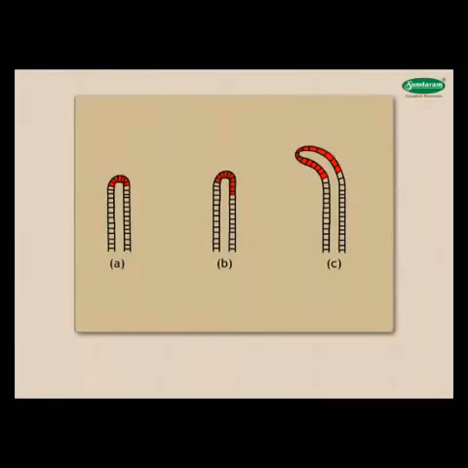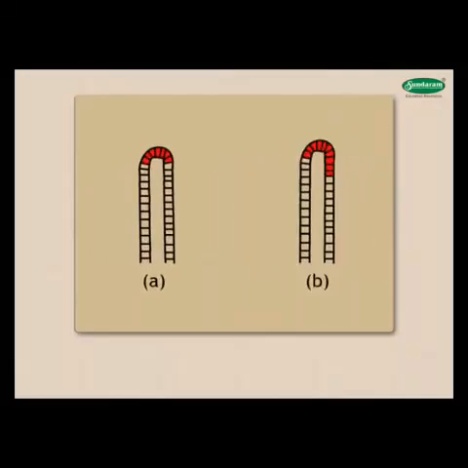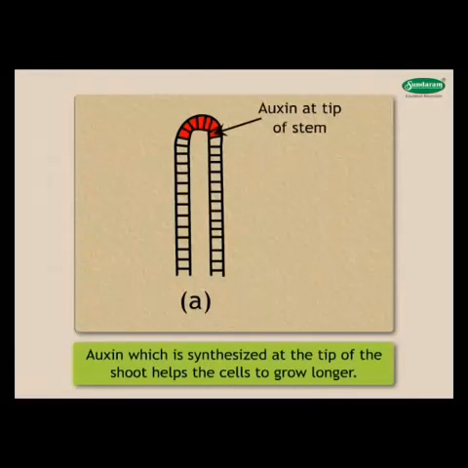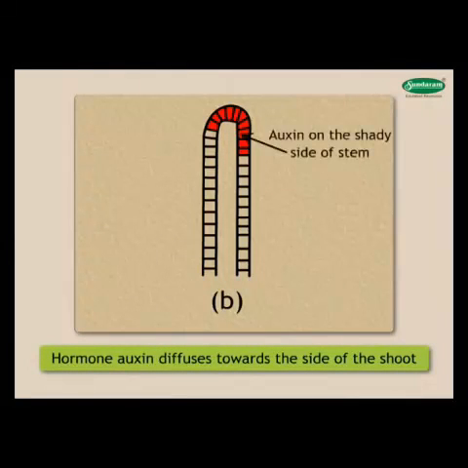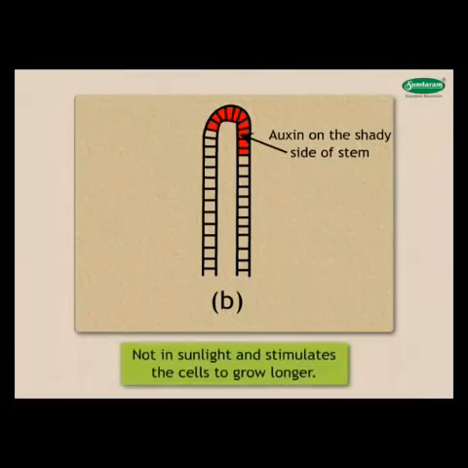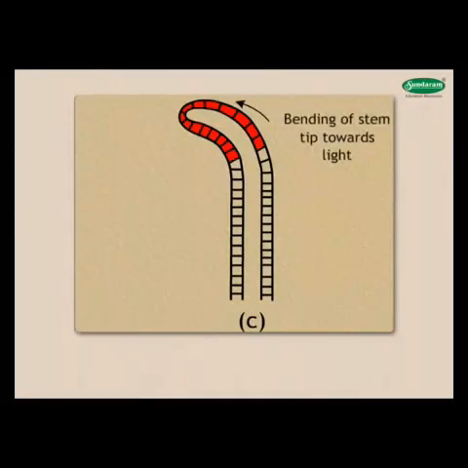When light falls on a part of a growing plant, a hormone called auxin, which is synthesized at the tip of the shoot, helps the cells to grow longer. As the light is falling on one side of the plant, this hormone auxin diffuses towards the side of the shoot which is not in sunlight and stimulates the cells to grow longer. Hence the plant appears to bend towards the light.